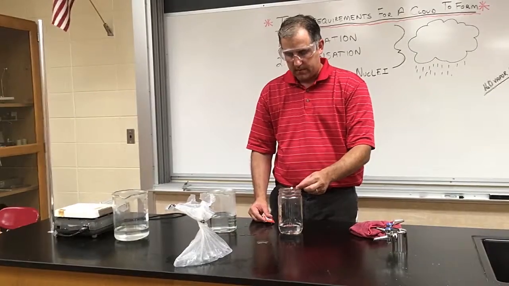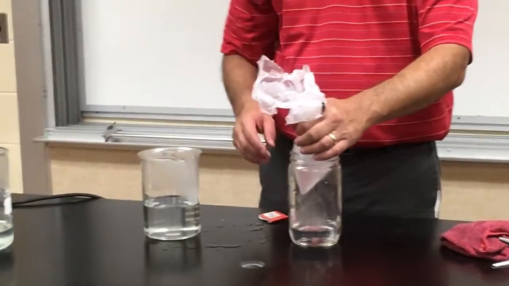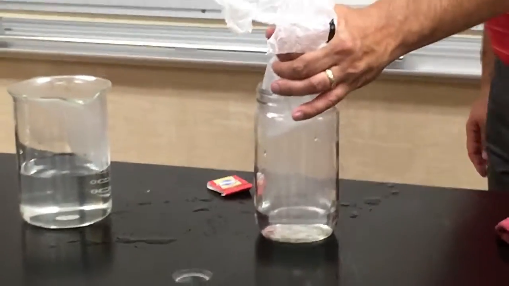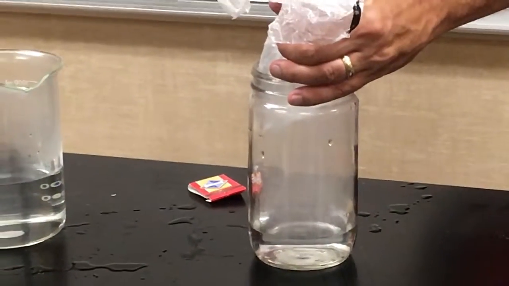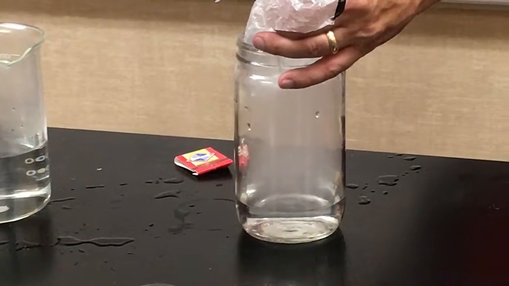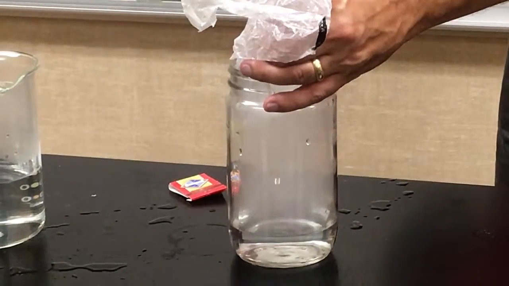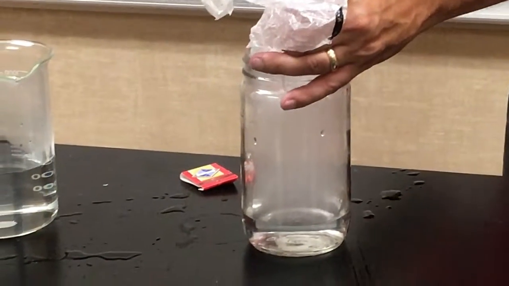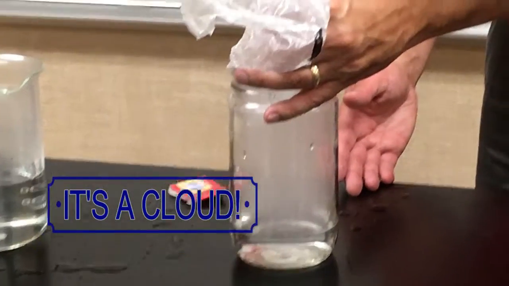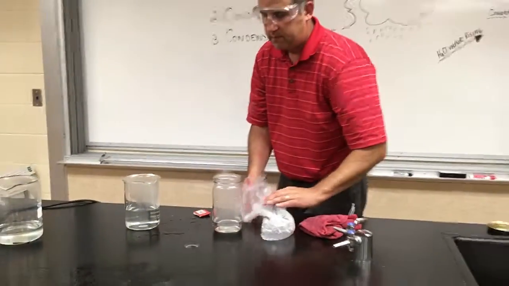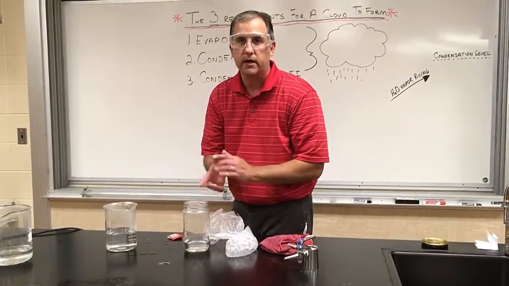Drop the match into the jar, then grab your bag of ice, and now we are simulating the cooling effect. Look at what happened immediately. As the water is evaporating and rising up, it's cooling because of the bag of ice. What's happening is the little water droplets that are evaporating are condensing on the condensation nuclei. What we have here in this jar is a miniature cloud being formed. So again, let's recap. And by the way, that is not all smoke from the match. That is an actual cloud that is coming out of the jar.